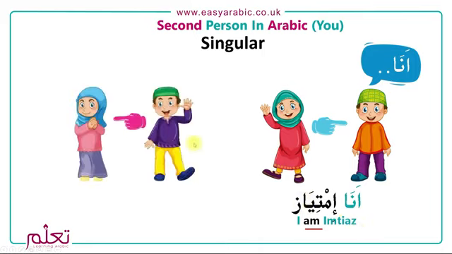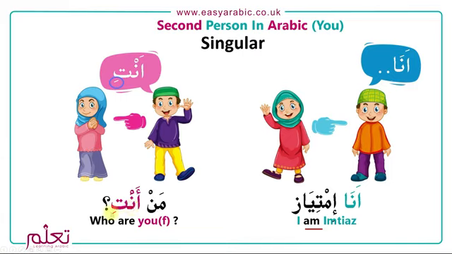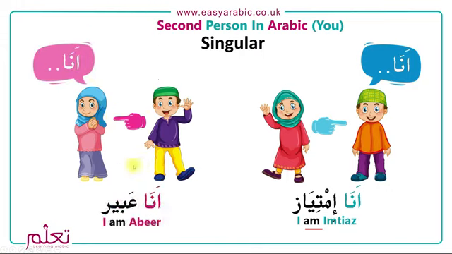Next, when we talk to a female, he's now going to say anti. Here you can see that the fatha has changed to a kasra at the bottom. If he's going to ask her the same question, he will say man anti, who are you? Man anti. And she would then say the same thing, so her reply would be ana, I am Abir. Ana Abir. Okay, so that is your second person.